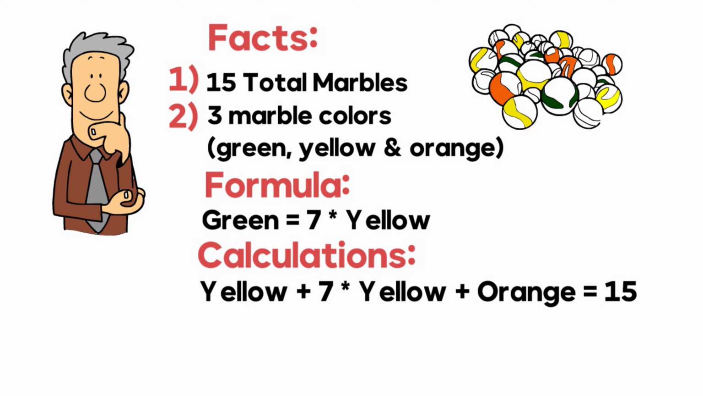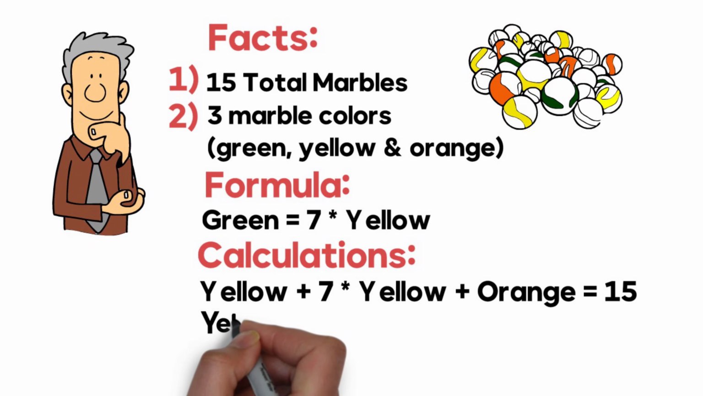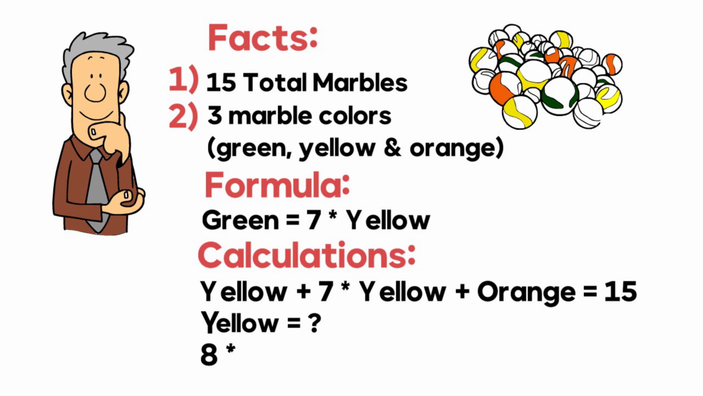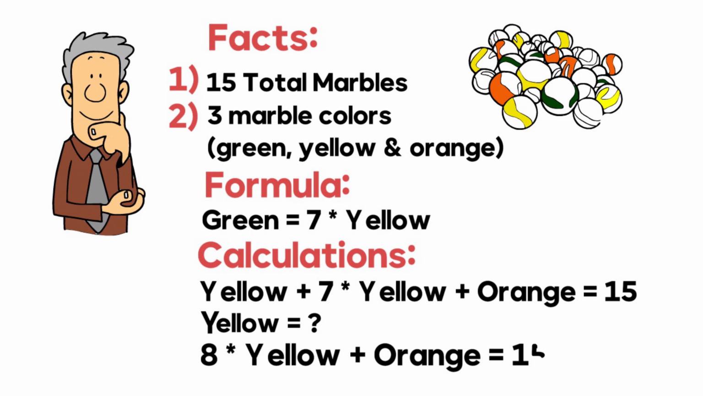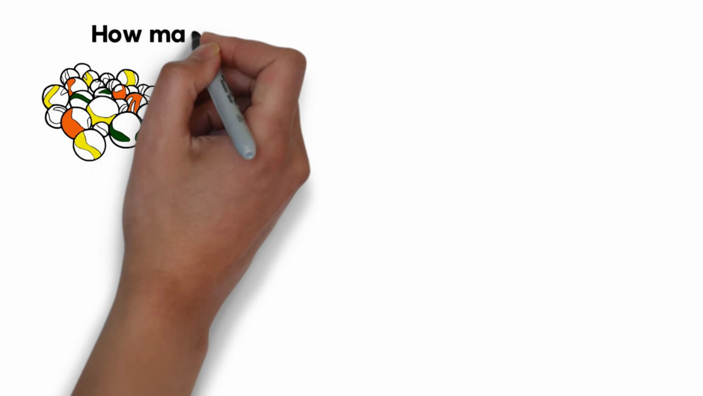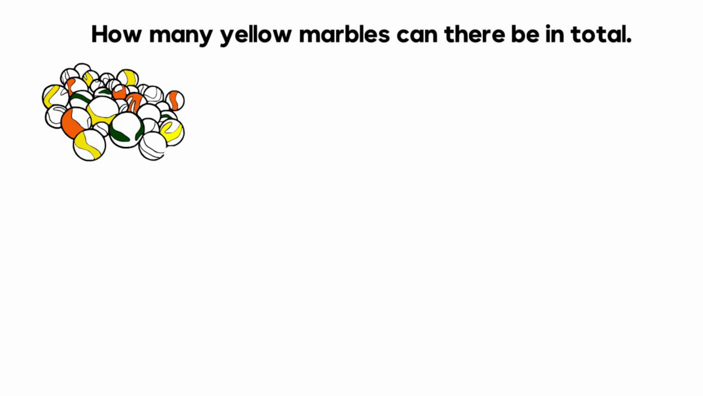Because 15 is a relatively small number, we can start guessing how many yellow marbles are in there. Our ability to solve this challenge is based on the fact that there is a very small number of total marbles. If we simplify this formula, we get that 8 times yellow marbles plus however many orange marbles equals 15. So the question is, how many yellow marbles can there be in total?